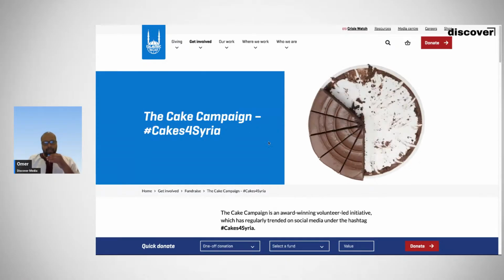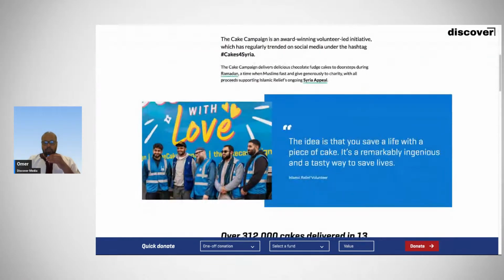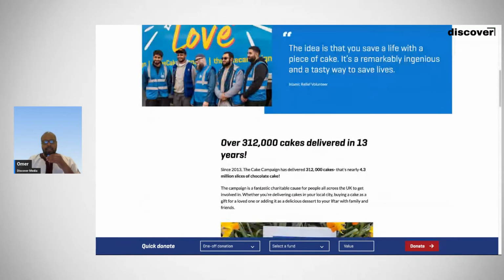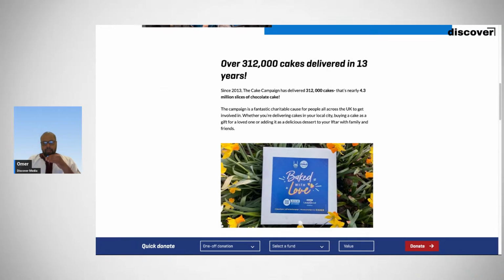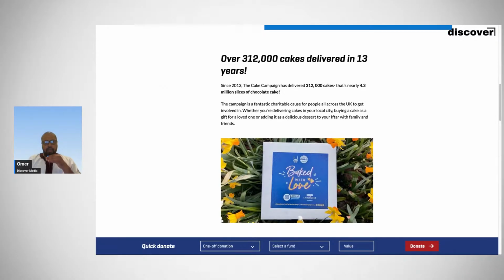Okay, so the cake, I think I've had it open somewhere here. So the cake campaign is really good, and there is lots of money through that. And I do really encourage organizations to come up with stuff like that. Why?